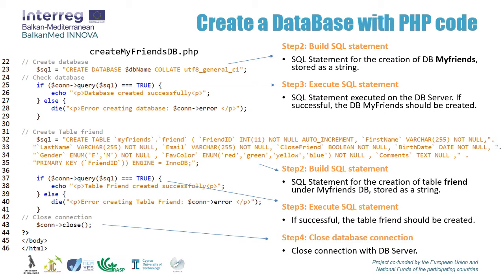In lines 32 to 35, we build the SQL statement for the creation of the table friend under the myFriends database, and store it as a string. In line 37, we execute it and if successful, the table friend should be created. The connection with the DB server will be closed automatically when the script ends. However, it is good practice to do it in code, as we show in line 43.